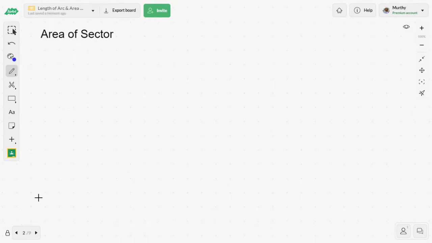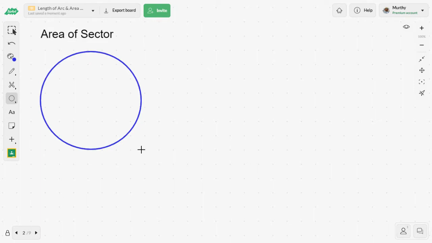So, let me draw a circle first. Okay. Let me take the thing as two. Well, so I'm taking a circle. Right, you know how to find area of circle, right? Before that, let me define what a sector is.